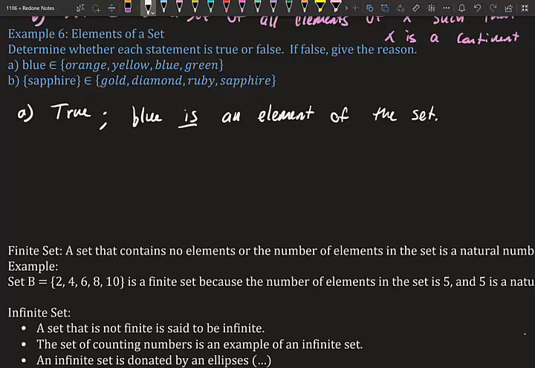Now remember, sets are written using squigglies, using braces. So if you see a brace, you're talking about a set. For B, we have the set sapphire is an element of the set gold, diamond, ruby, sapphire. This is false. It's false because what they gave us, the set sapphire, is literally saying that you have a set.